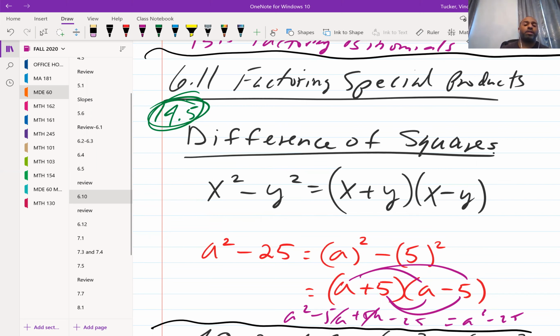If I can establish that I have a perfect square minus a perfect square, then whatever those square roots are, I would do plus and minus that. So notice we have x squared minus y squared. I can rewrite that factorization as x plus y times x minus y.